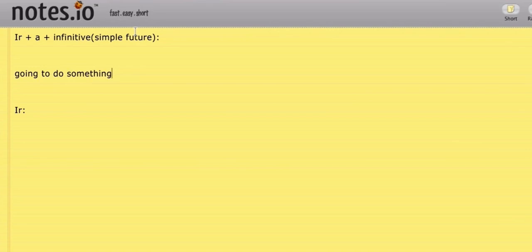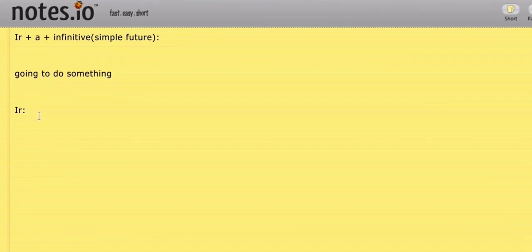Now, I recommend learning ir plus a plus infinitive because it's a lot simpler. And the thing is, the future tense isn't too hard, but it's just another set of conjugations you have to learn. Whereas with ir plus a plus infinitive, all you have to learn is how to conjugate the word ir in present tense, which you'll already learn how to do. So first, let's start with that, the conjugations of ir.